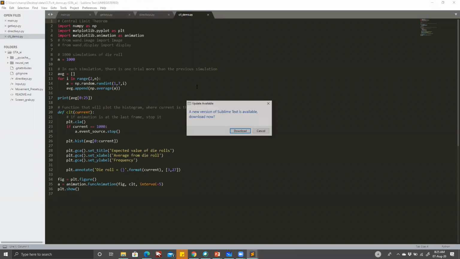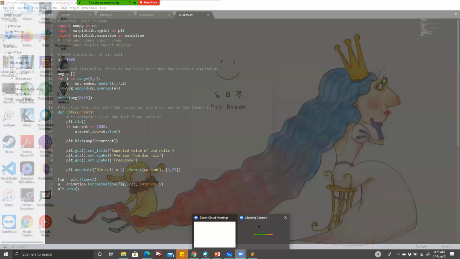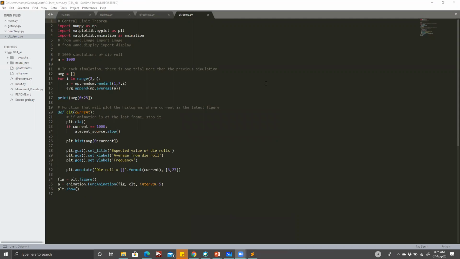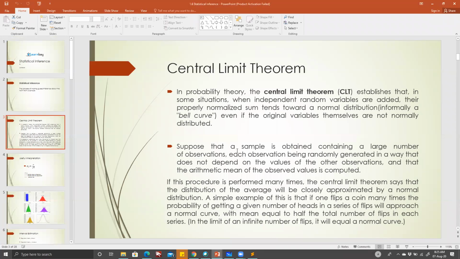So I have a small CLT demo, kind of a central limit theorem demo. First, let's try to understand what the central limit theorem itself is. In probability theory, we established that when independent random variables are added, their properly normalized sum tends towards a normal distribution, even if the original variables themselves are not normally distributed.